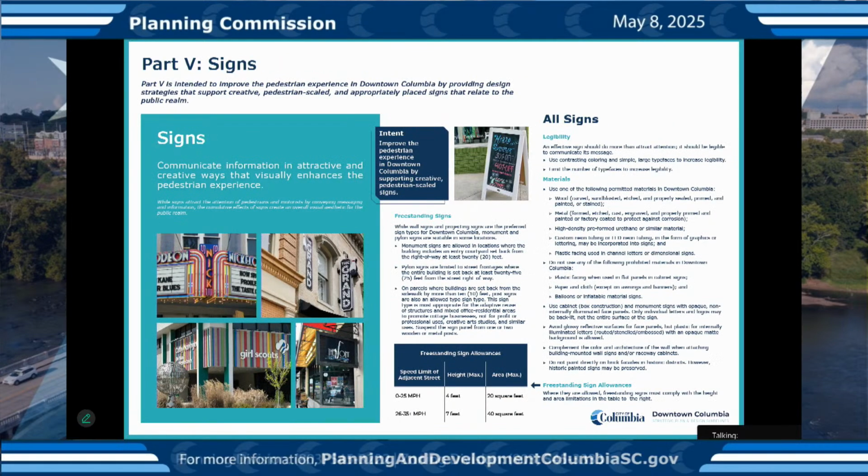And then signage. A lot of these are similar to the current sign guidelines that we have. The ones in City Center and Innovista, some of them are quite good and work very well, so those have been carried forward. And then some adjustments have been made for some of the sign guidelines that maybe were a little trickier to administer.